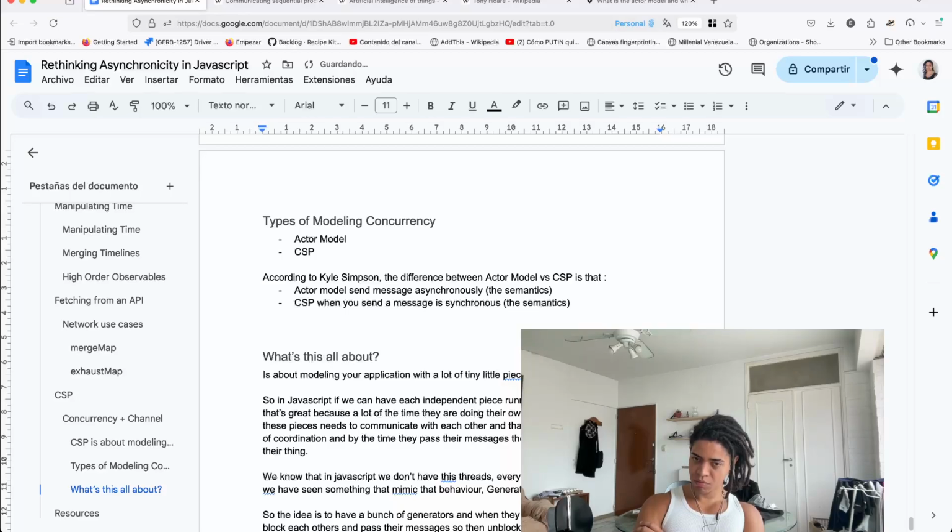So let me try to illustrate in code what that looks like. Make a channel like I do up here on line 1, and then I have this process 1, which is a generator, because we're expressing CSP.